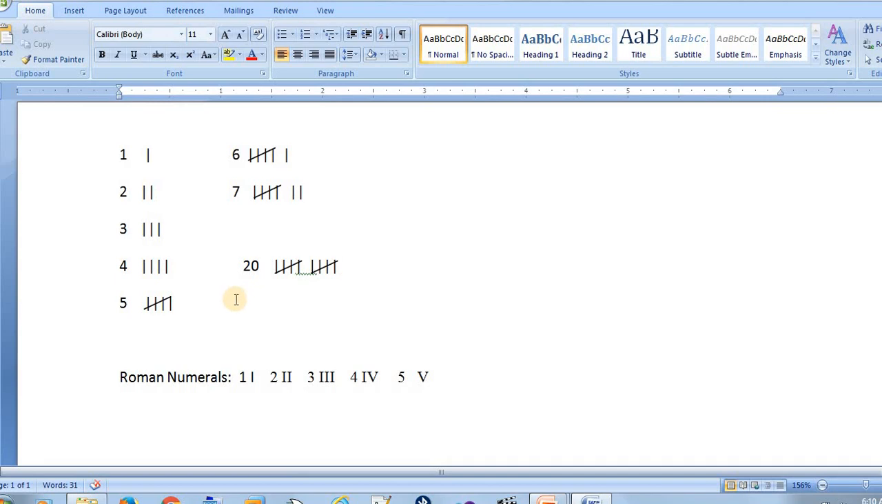The best example for a non-positional number system is the Roman letters, or the Roman numerals. We can represent 1 with I, and 2 with two I's, 3 with three I's. For 4 we can represent it this way, and for 5 this way, and so on. Suppose I want to write 9, I can write it like this. If I want to write 10, I will just write X. If I want to write 11, I will write XI. So this is how we can write the Roman letters.